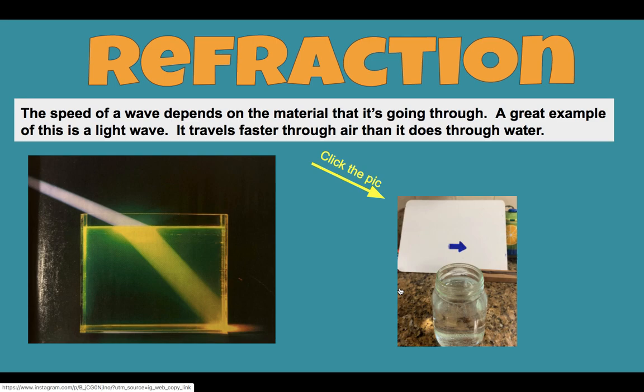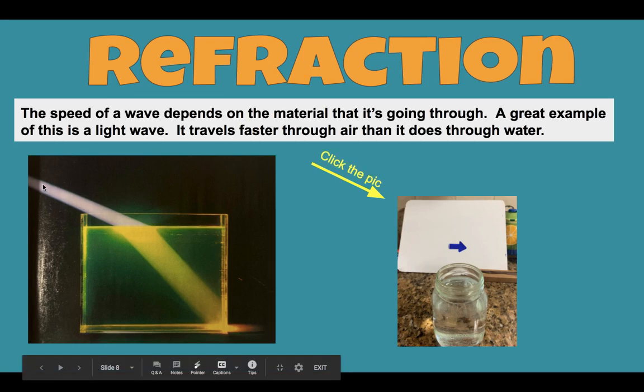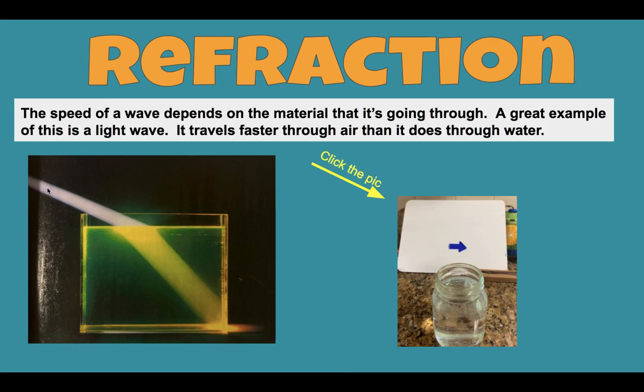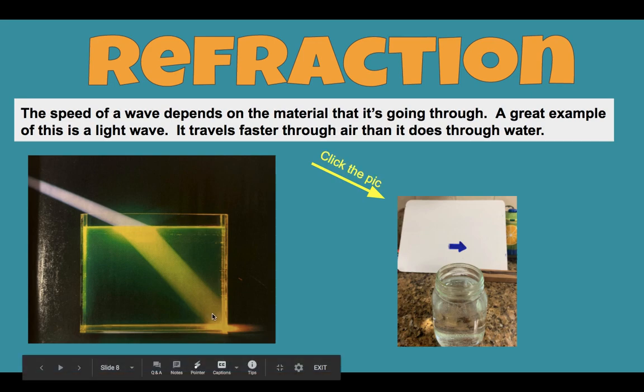Refraction. The speed of a wave depends on the material that it's going through. A great example of this is a light wave. It travels faster through air than it does through water. So this is light from maybe a high-powered flashlight. And then as it goes through water, it seems to bend here. So what's happening is light is traveling very fast here, and then once it hits the water, the light waves slow down, and it looks like it's bent.